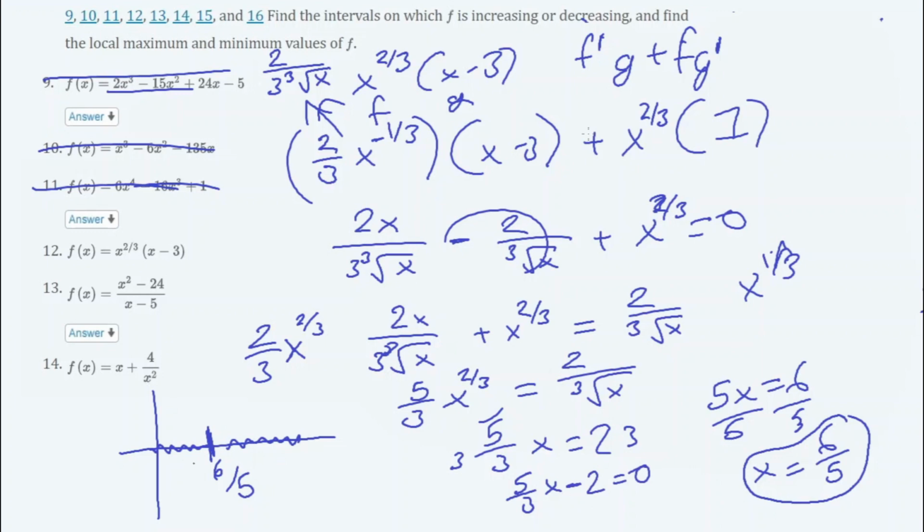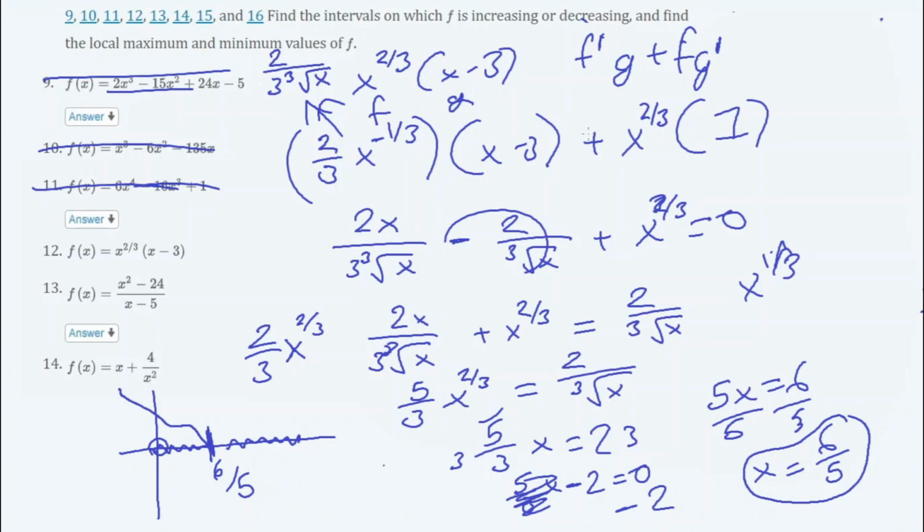So let's plug in a number from the left side. Let's plug in 0 just because it's easy. So it would be 5 over 3 times 0, which is 0, so this would go away, minus 2. So our slope would be negative 2 at 0, which is a decreasing number, which means to the left side, we're actually going down. So we're decreasing on the interval from negative infinity to 6 over 5.